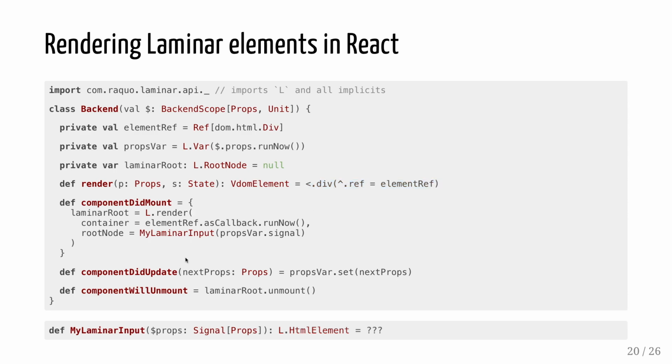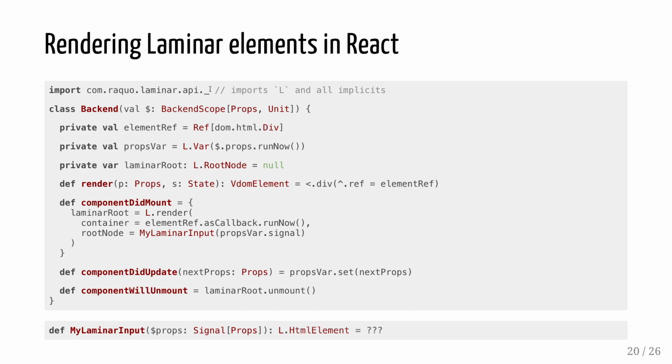All the subsequent updates will be handled by the component did update lifecycle hook in React, which will simply update this props var with the next props. And as you see, the updated props will flow into my Laminar input component through the var's signal. Finally, again, when we unmount the React component, we need to notify Laminar about the need to unmount it so that it frees up the resources, cancels all the subscriptions and stuff. And this is how we do it, just a simple translation between lifecycle hooks of React and Laminar.